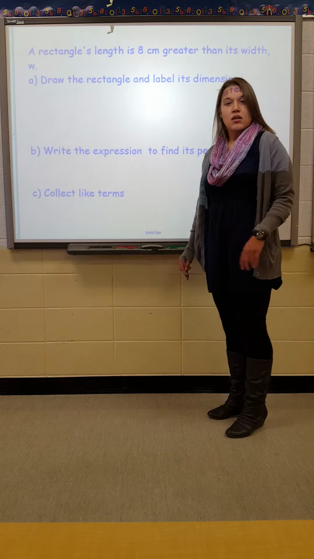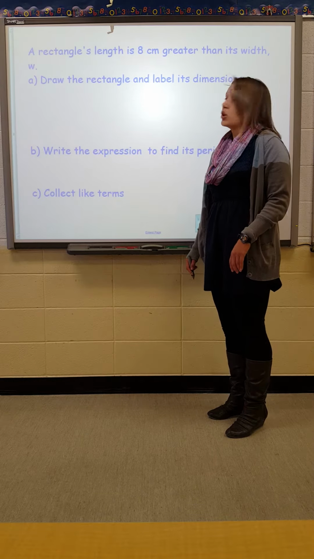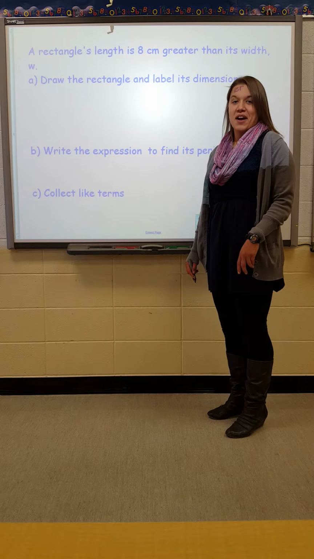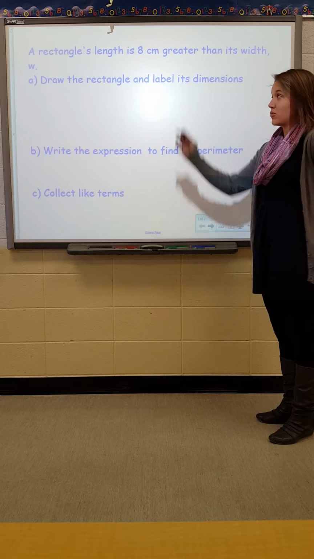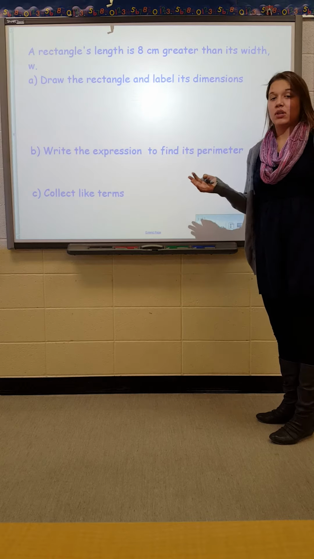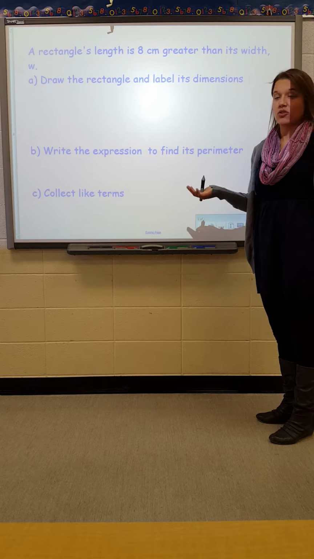Okay, so here's the lesson on word problems for chapter 5. Okay? So a rectangle's length is 8 centimeters greater than its width, which is represented by W. So the first thing we can do is draw the rectangle and label its dimensions.